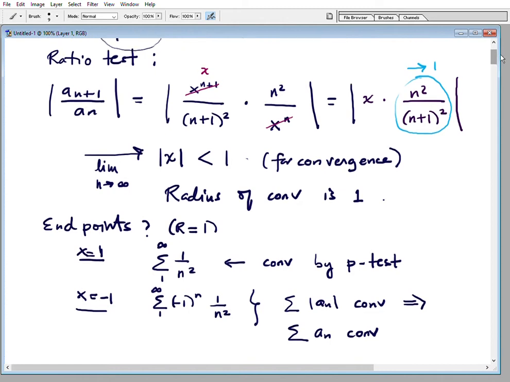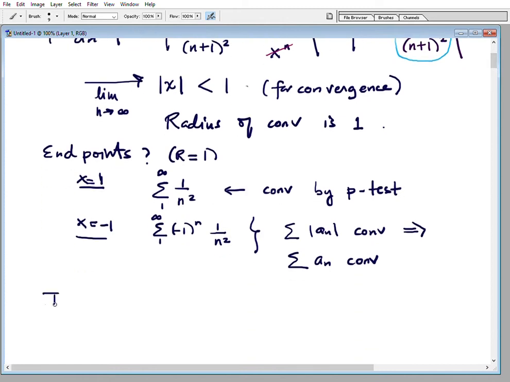All right, so that means the interval of convergence, which is what we wanted to find, is this.